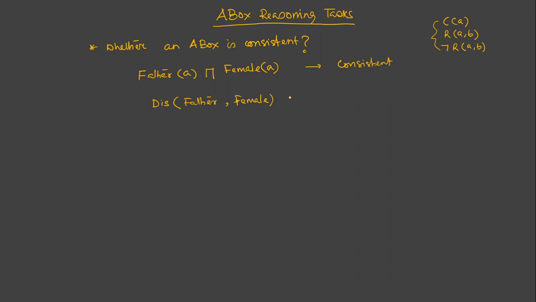We assert this in the T box, right? Then this father A intersection female A becomes inconsistent, right? So you see that the T box plays an important role when we talk about the consistency of an A box. Whenever we need to define the consistency of an A box, we should always define that with respect to a T box, right?